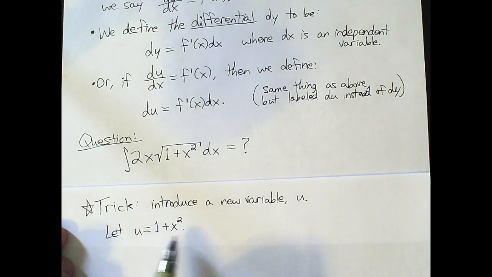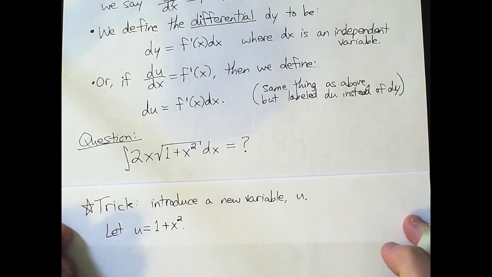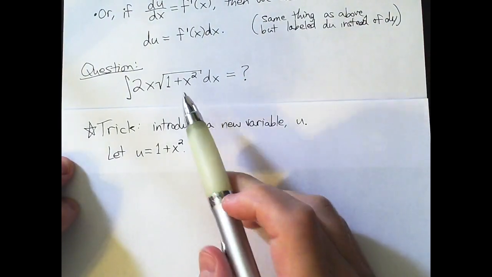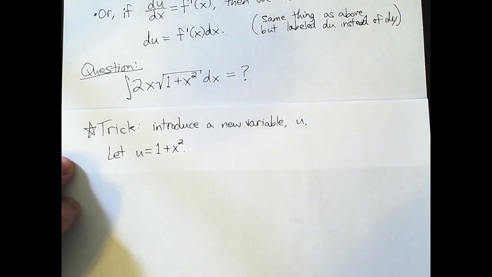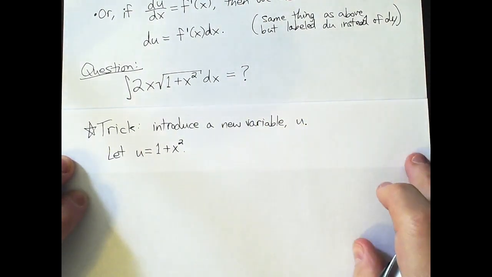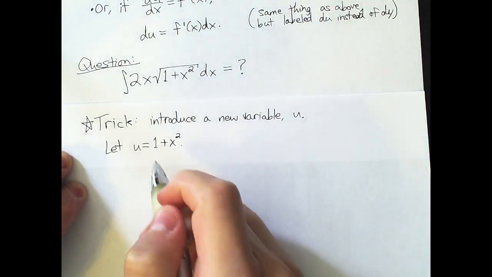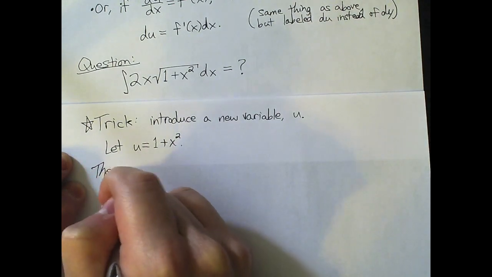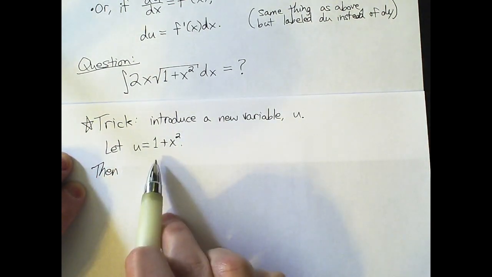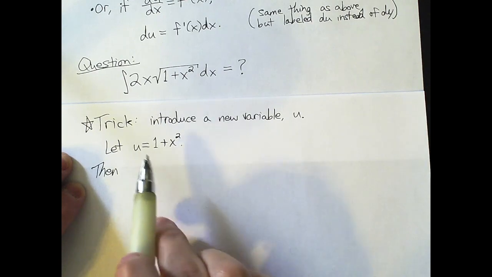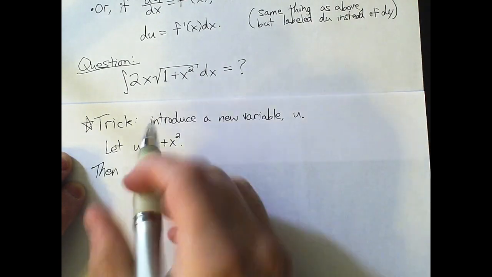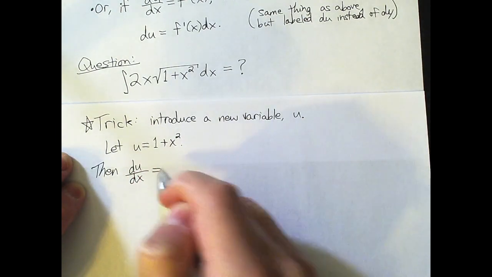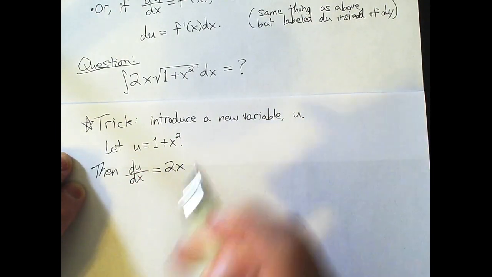But if I let u equal 1 plus x squared, let's see what this is going to do for us. I guess I could substitute in u in place of 1 plus x squared. It's called the substitution rule, so you might think we're going to do something like that. Before we do that, though, let's take what I just wrote and do d dx of both sides. Differentiate both sides with respect to x. The left side becomes du dx, and the right side becomes 2x.